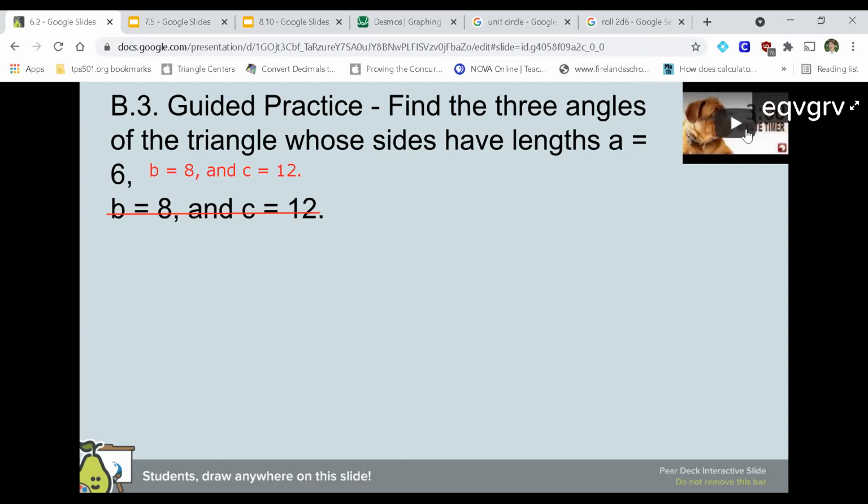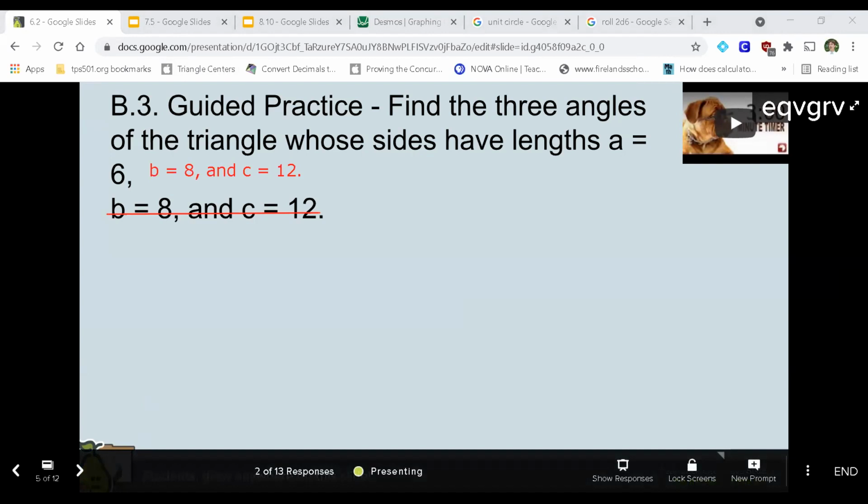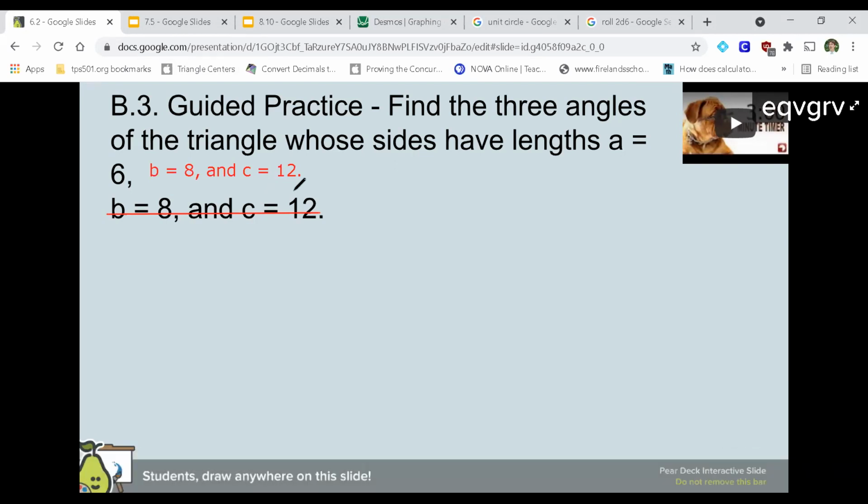Oh yeah, that's a good explore the concept tip that I should mention. But we'll do this first. All right, Jacob, what do I do first? You write the equation. Which equation? Cosine of angle C.